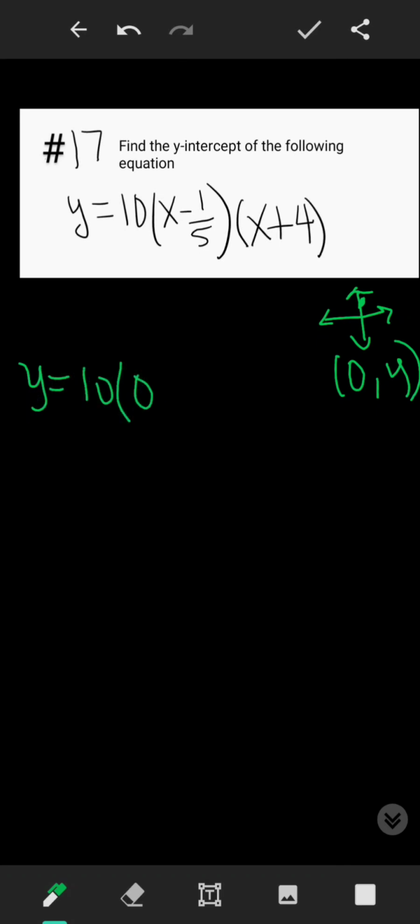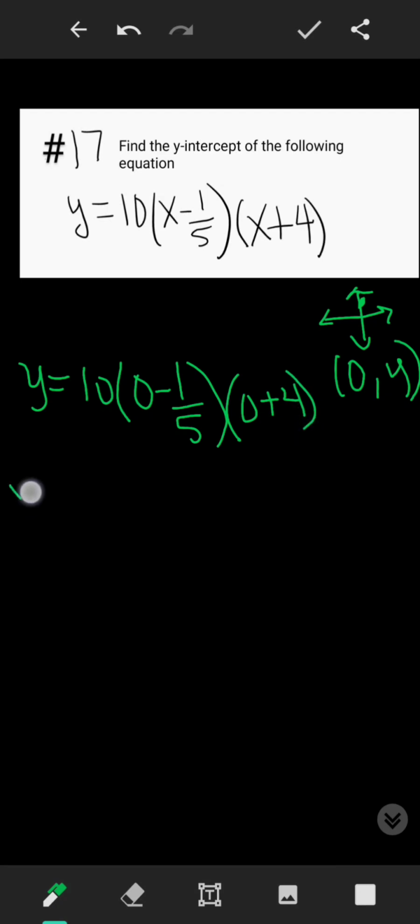So we need to find the y-intercept of the following equation. Let's remember what a y-intercept is. It means that we're going to cross the y-axis, right? So for that to happen, my x-coordinate must be 0. What I can do is insert 0 into every place there's an x in the equation to figure out what y is equal to at that point.